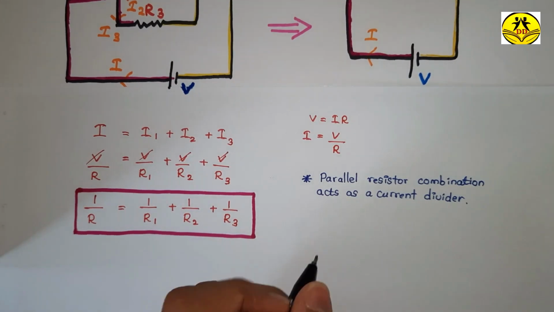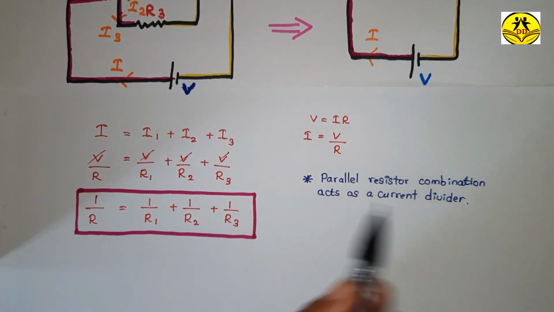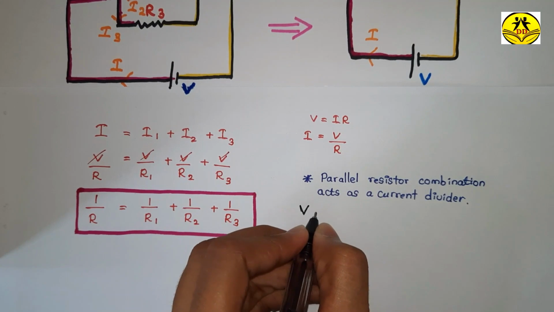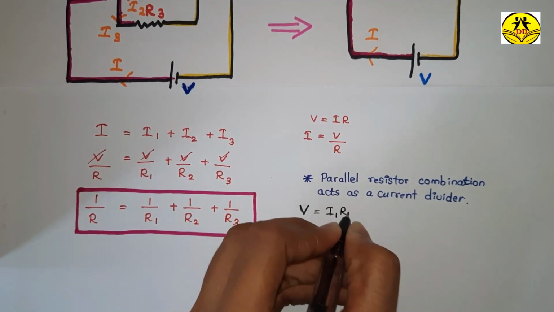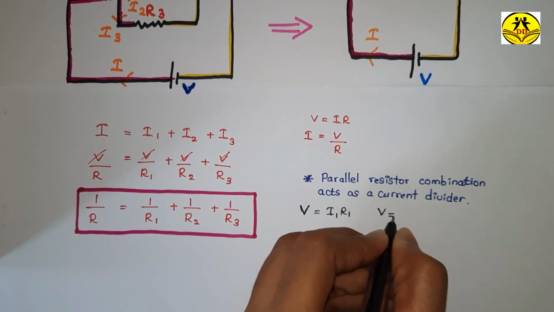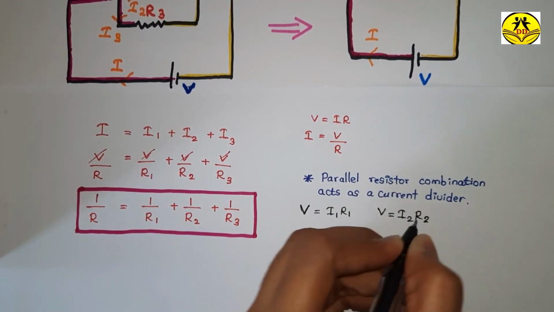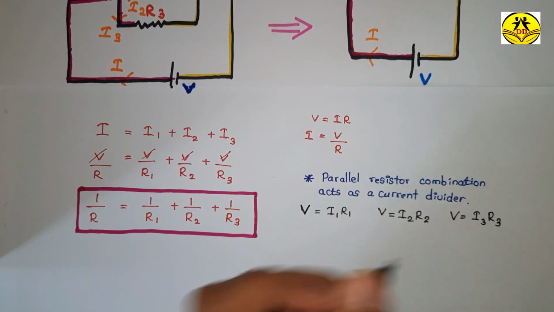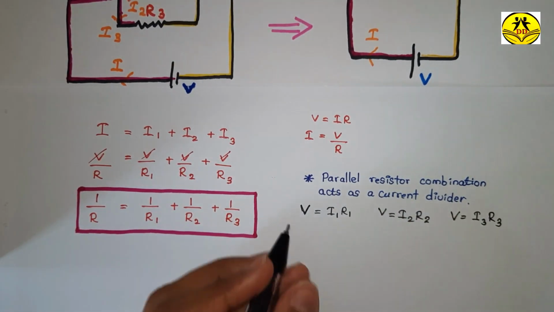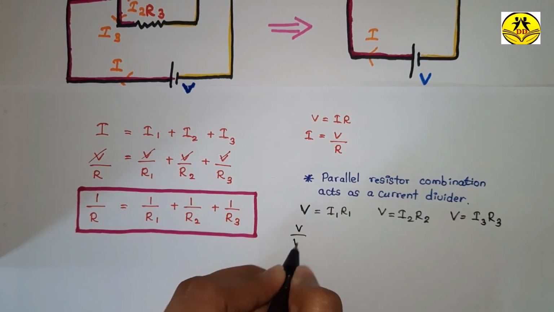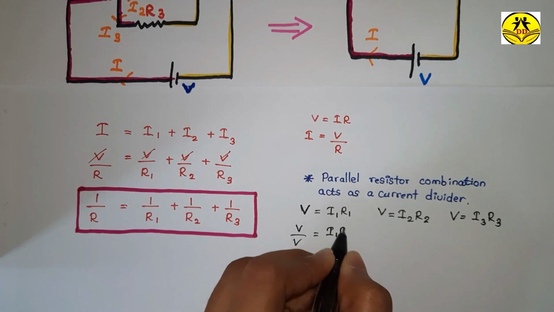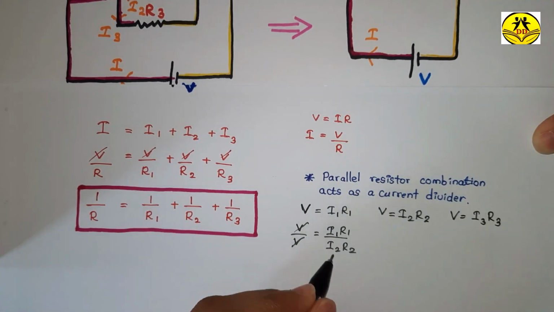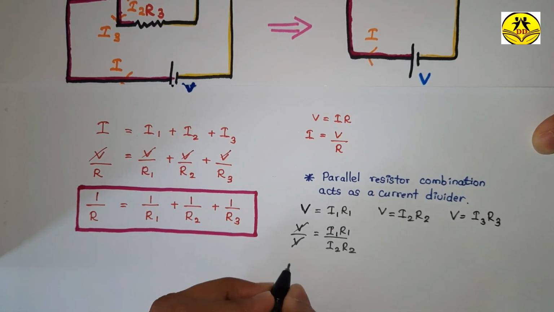Here if we apply V equals IR for each and every resistor, we can write for resistor R1, V equals I1 R1, for resistor R2, V equals I2 R2, for resistor R3, V equals I3 R3. If we divide this by this, we will be getting V over V equals I1 R1 over I2 R2. So then you can write I1 over I2 equals R2 over R1.